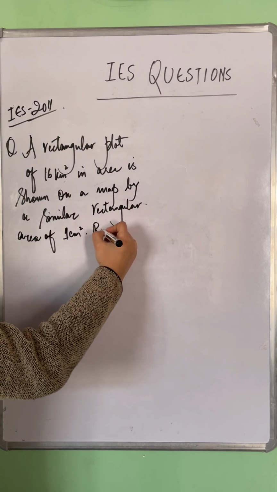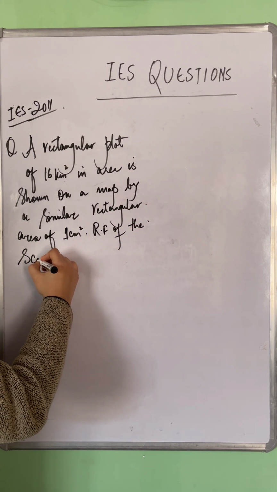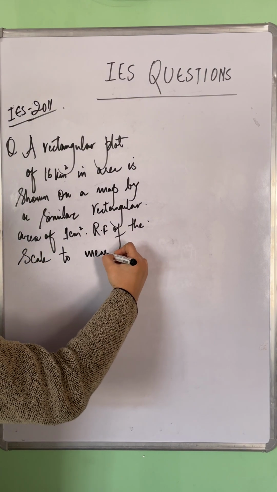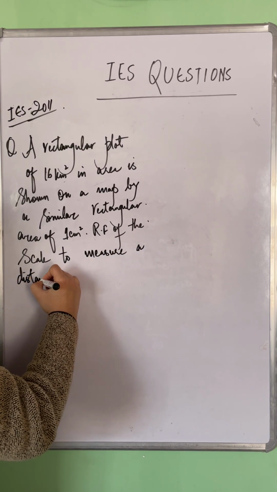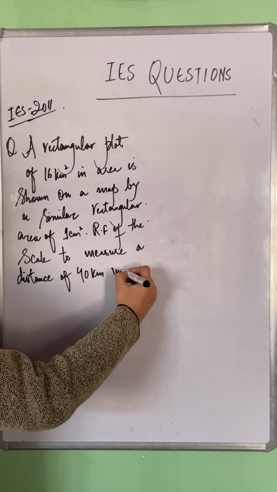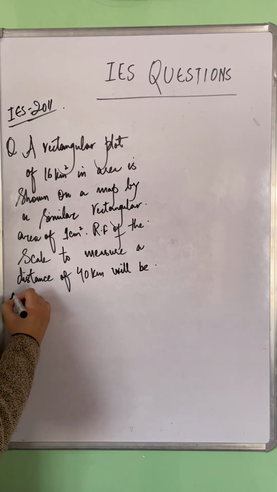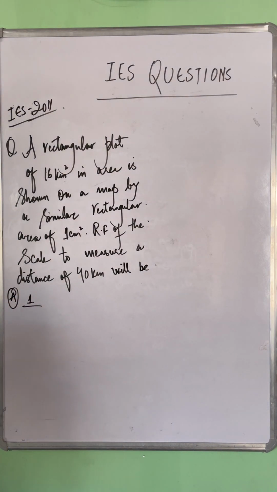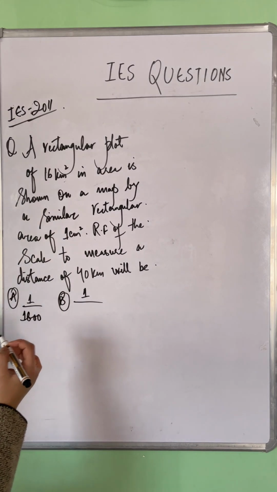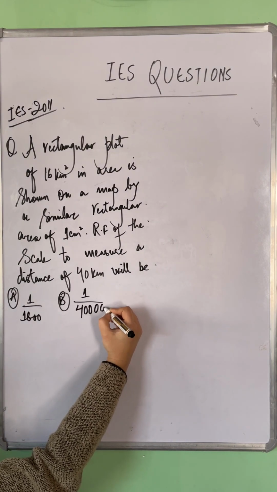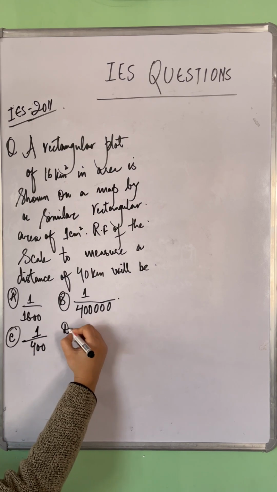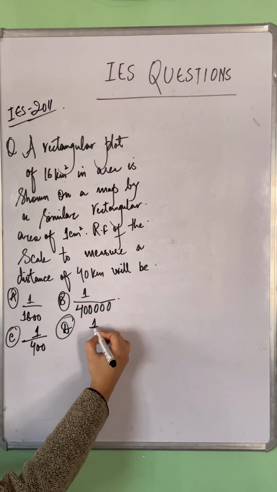Representative fraction of the scale, to measure a distance of 40 kilometers will be. Options were: option A, 1 by 1600; option B, 1 by 4 into 10 raised power 5; option C was 1 by 400; and option D was 1 by 16,000.